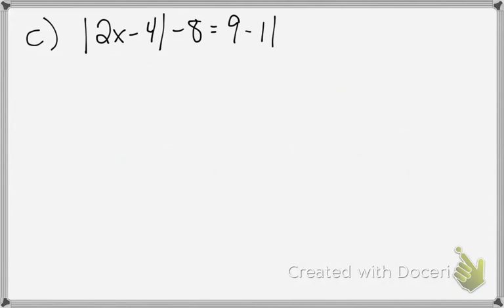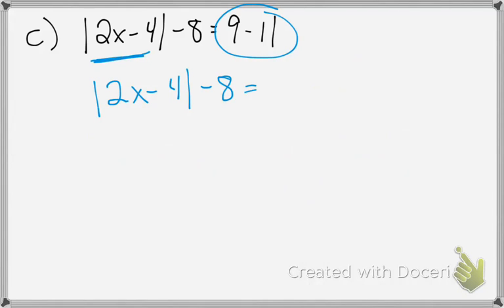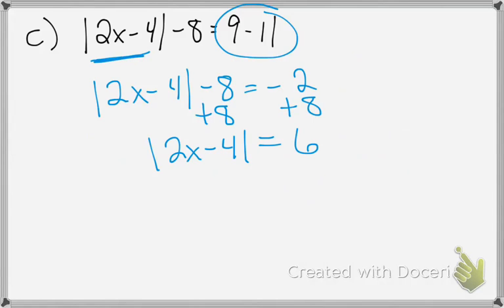Next equation, very, very similar to the previous ones. The only problem this time is that the absolute value is not the only thing on this side of the equal sign. I need it to be the only thing, so I'm going to start by combining my like terms on this side. So the absolute value of 2x minus 4, minus 8, is equal to negative 2. I would then get the absolute value by itself by adding 8 to both sides. That gives me the absolute value of 2x minus 4 is equal to 6.